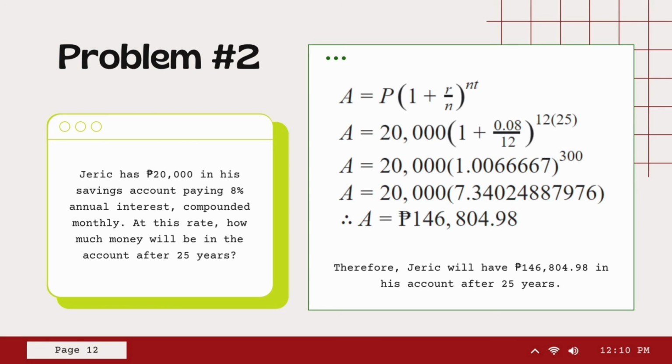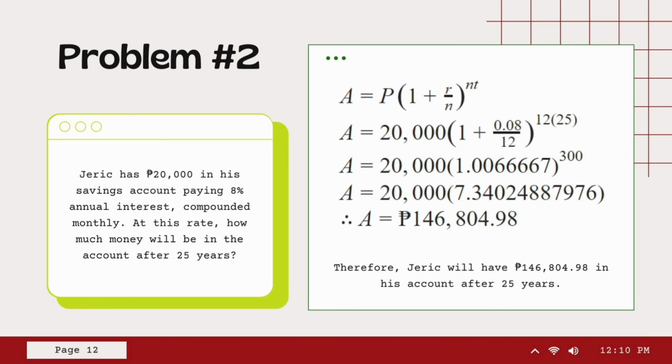Next, we do the necessary operations inside the parentheses. It becomes A equals 20,000 times 1.0066667 to the power of 300. Then, we calculate for the value when raised to the exponent, which is 300. It becomes A equals 20,000 times 7.34024887976. And lastly, we perform the final operation, which is multiplication.